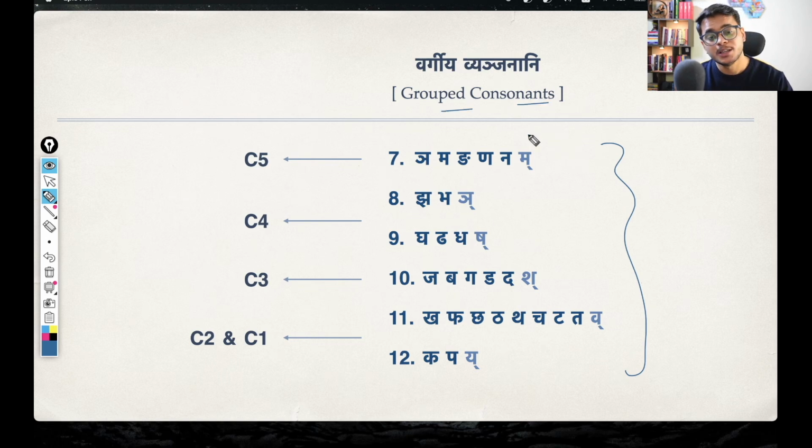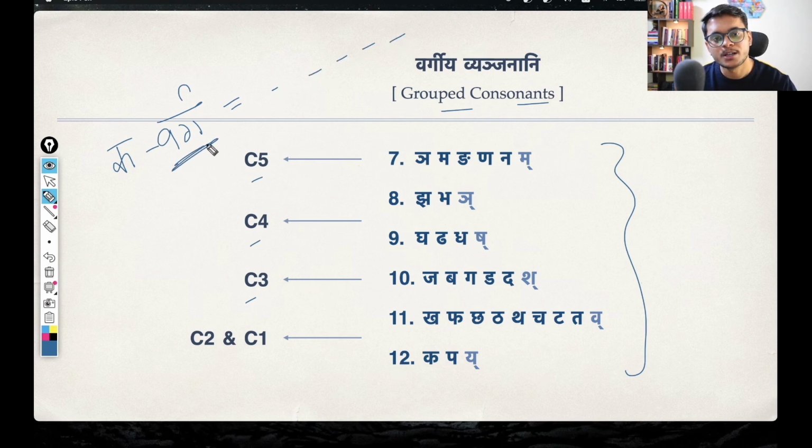Okay, and now see, within these grouped consonants also, there is a particular arrangement. And that arrangement is this: C5, C4, C3, C2, C1. With this C5, C4, I basically mean in a varga. Suppose you take this Ka varga. So in the Ka varga, you have this Ka, Kha, Ga, Gha, Nga. So basically every varga, every group, has 5 consonants, right? So I am referring to them as C1, C2, C3 up till C5.